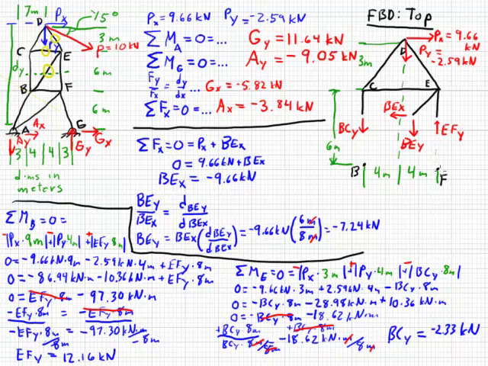This concludes the actual method of sections for this problem. The next step is to find the forces in members DE and CE. For that, we can use the method of sections, like this, or the method of joints. One last thing to note is the type of force that is on each of the members that we just found.